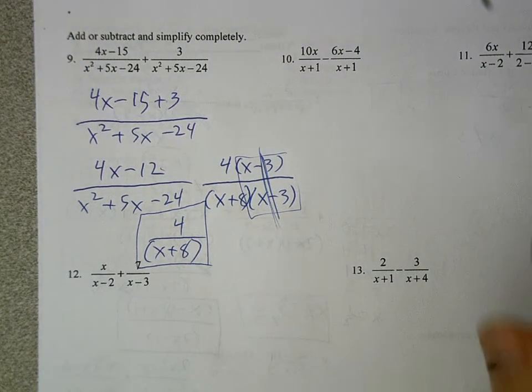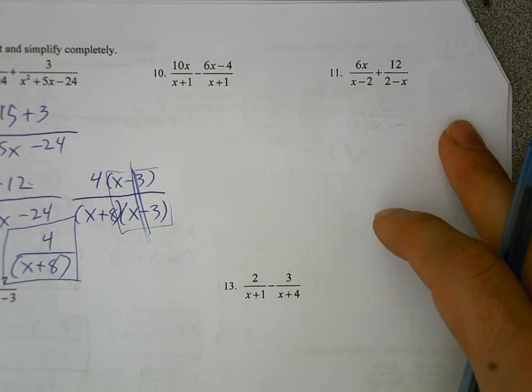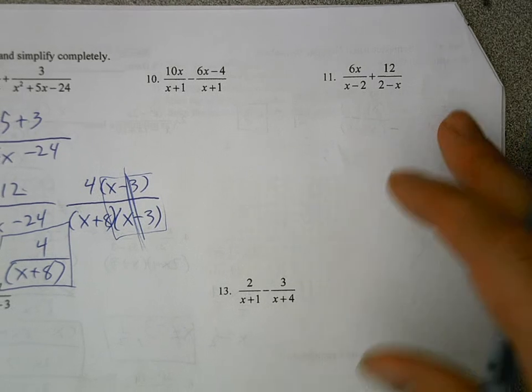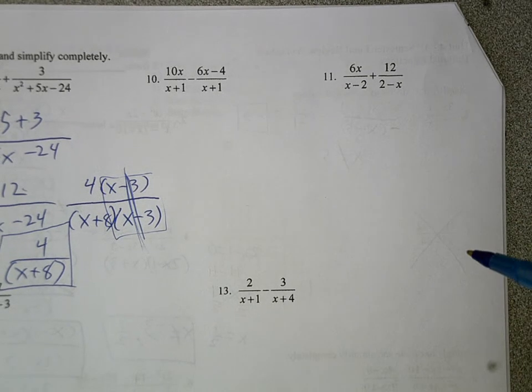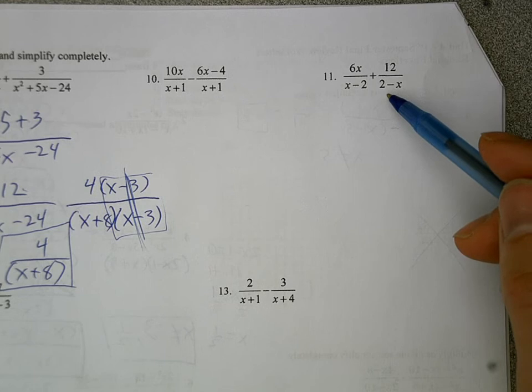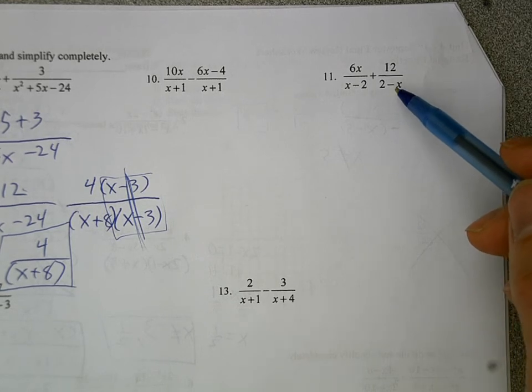Number 10, I think you could do if you wanted to. Let's skip that one for now. I'm going to give you a little hint on number 11. Number 11, the bottoms almost match. When this happens, and it will probably happen, we seem to have a lot of these where they're so close, you can take a negative out of both terms to flip it around.